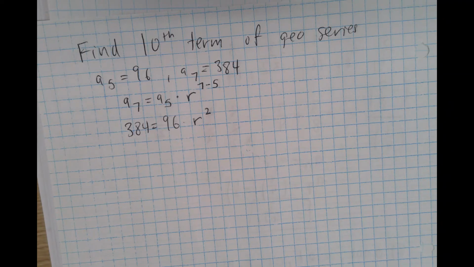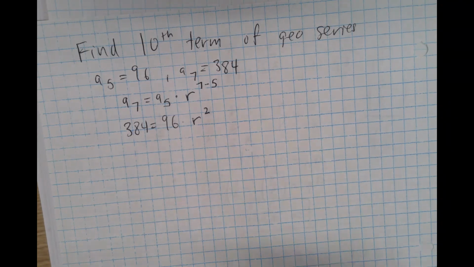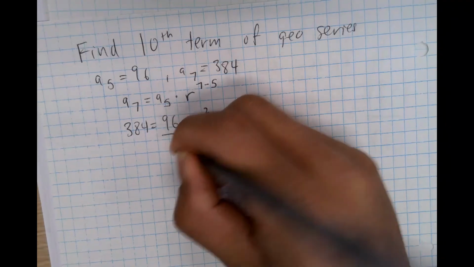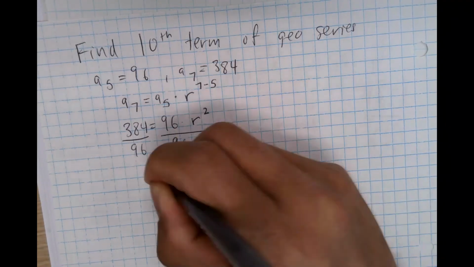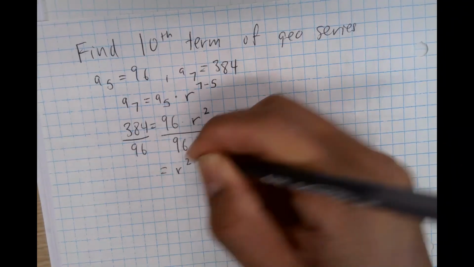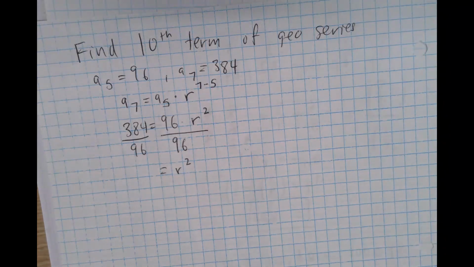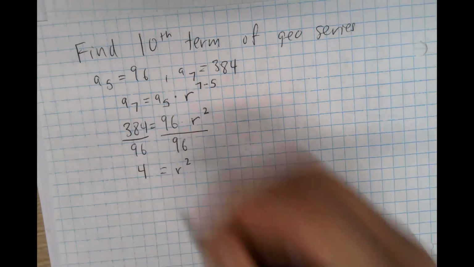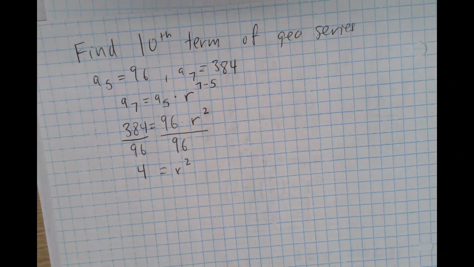The next thing we would do is solve for the common ratio, so we want to divide both sides by 96. We get r squared is equal to 384 divided by 96, which I believe is 4, so r squared is equal to 4.